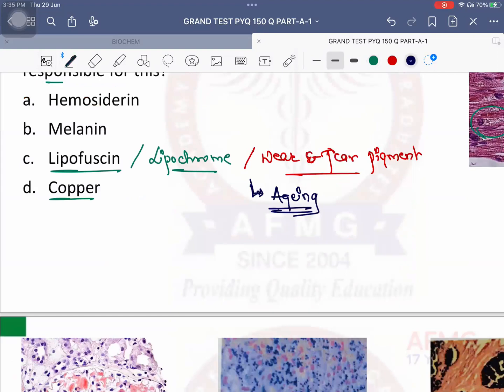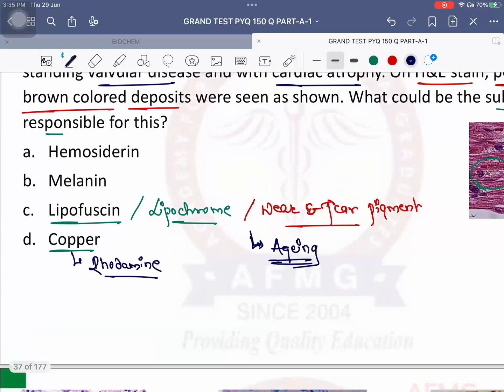What is the stain used for copper? Anybody? Very good. It is the rhodamine stain. Okay. So when do we have to do copper staining? Wilson's disease, right? So usually the stain used for copper is known as rhodamine stain. The stain used for hemosiderin, hemosiderin is a pigment. Anybody? Iron pigment. Okay. Very good. The stain used for hemosiderin is known as Prussian blue.